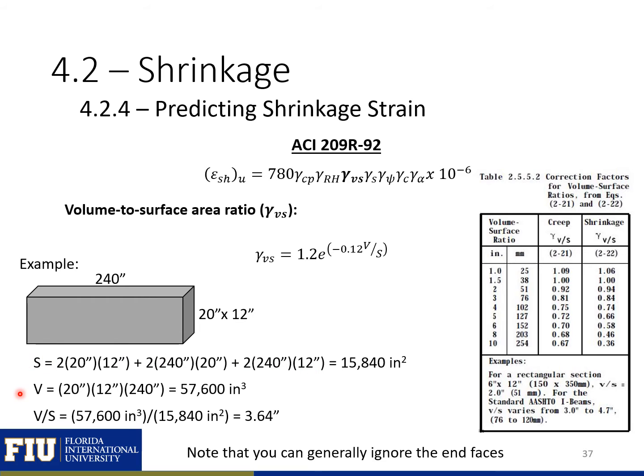Then we can find the volume, which is just our area, 12 times 20 times our length, 240. And then to find our volume to surface area, we just take our volume divided by our surface area to find our V to S ratio of 3.64 in this case. We can then plug in our 3.64 into this expression for gamma VS to find our gamma factor. And note that we can generally ignore the end faces of the member. The end face will normally have a minimal impact on the volume to surface area ratio.